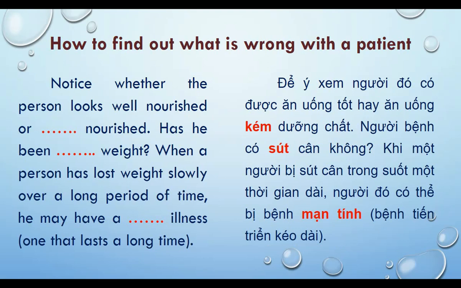Notice whether the person looks well nourished or poorly nourished. Has he been losing weight? When a person has lost weight slowly over a long period of time, he may have a chronic illness, one that lasts a long time.